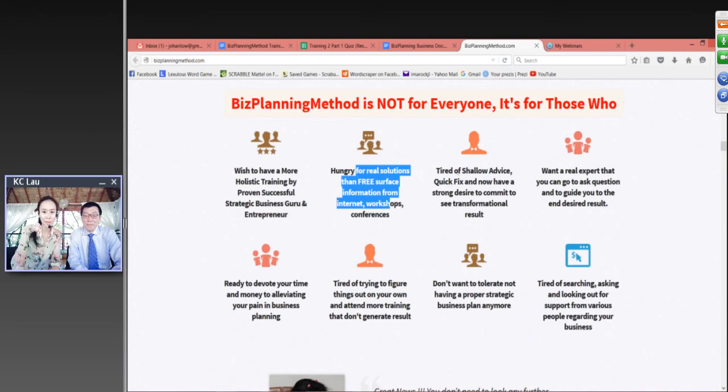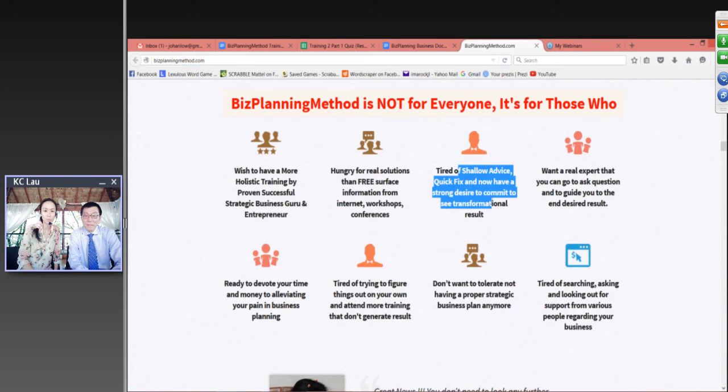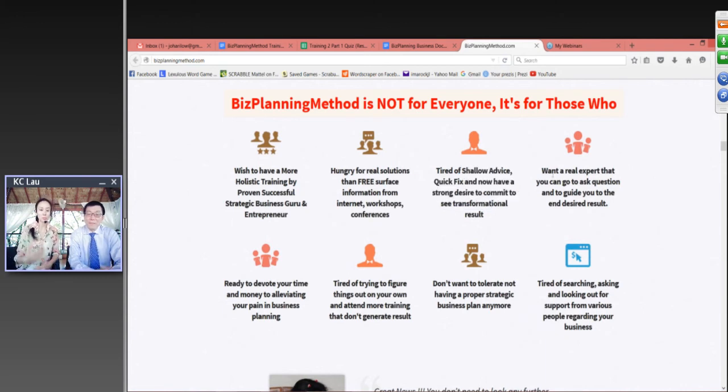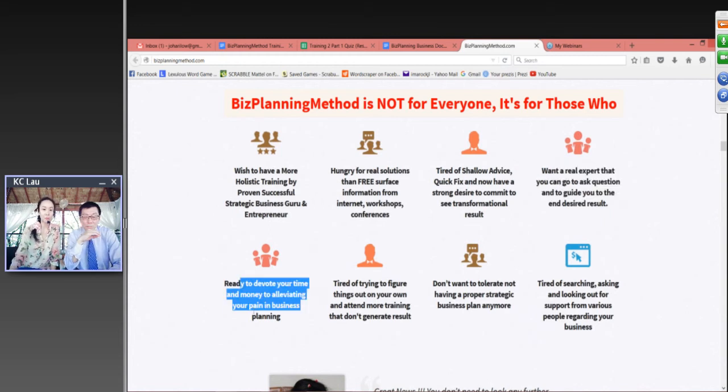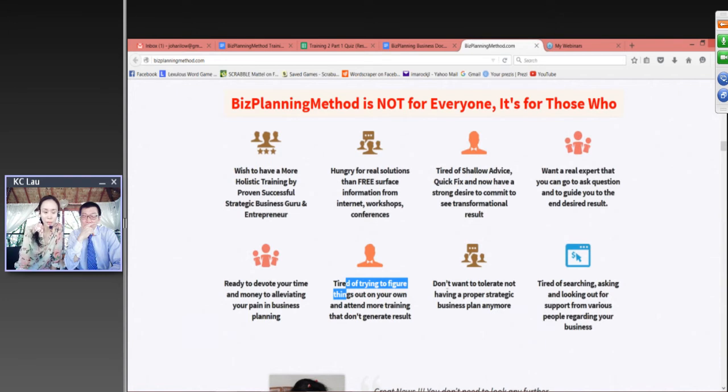And this course is for those who are tired of shallow advice and quick-fix solutions. And right now you have a strong desire to commit to see real transformational results in terms of your strategic thinking process. And those who want a real expert that you can go and ask questions and who will guide you to your desirable result. And this course is for those who are ready to devote your time and money to eliminate your pain in business planning, okay? And those who are tired of trying to figure things out on your own. And those who are tired of attending training non-stop that doesn't generate results, okay? And for those of you who do not want to tolerate anymore not having a proper strategic business plan, this is the course for you.